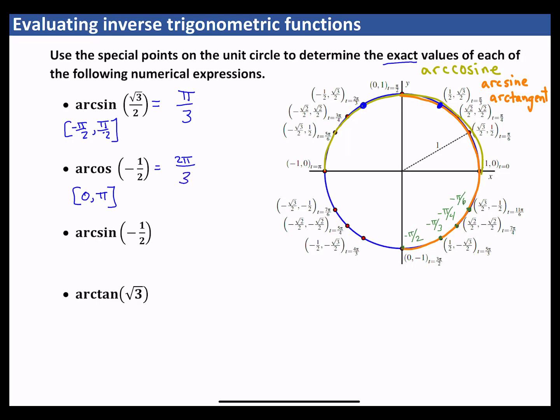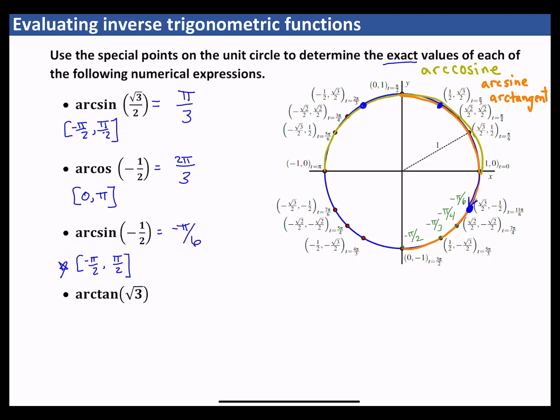Next, we have the arc sine of negative 1/2. We know the answer will be an angle between negative pi over 2 and pi over 2. And we see on the unit circle that the angle whose sine is negative 1/2 is here. We could say 11 pi over 6, but because of this interval, we're going to think of it as clockwise, so negative pi over 6.